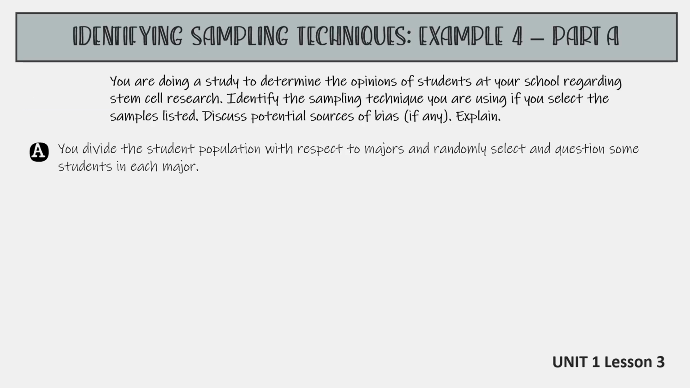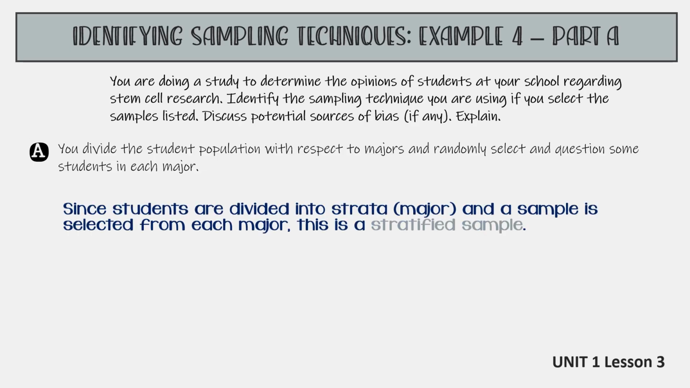Let's do example 4. You're doing a study to determine the opinions of students at your school regarding stem cell research. Identify the sampling technique you are using if you select the samples listed. Discuss potential sources of bias, if any. So part A, you divide the student population with respect to majors and randomly select and question some students in each major. Since students were divided into strata by major and a sample is selected from each major, this is stratified sample.